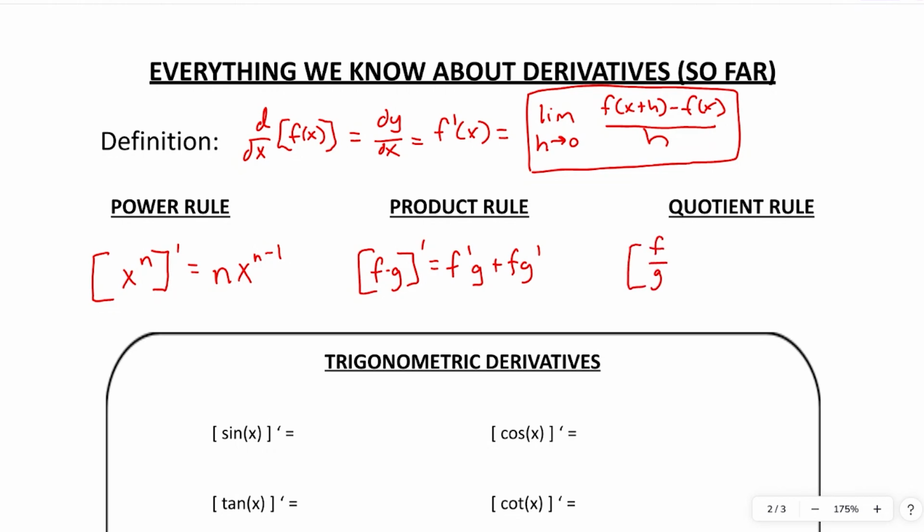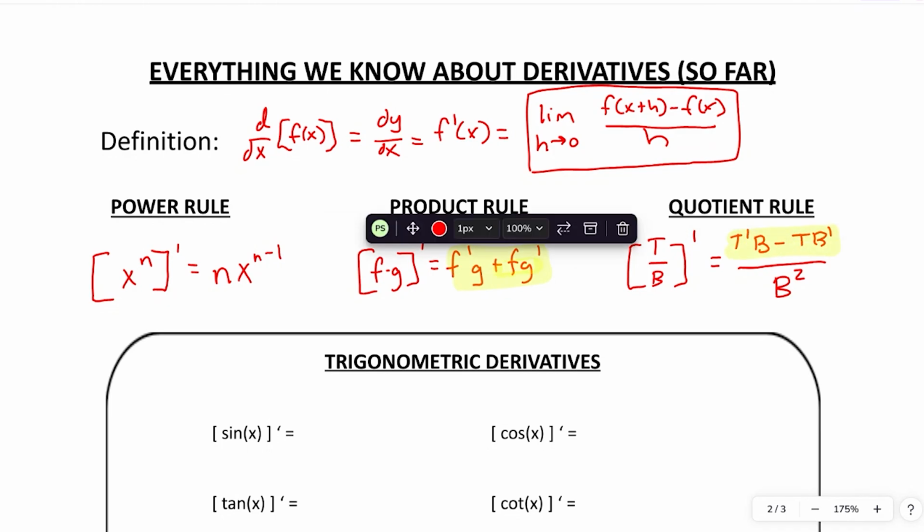Okay, and then we have the quotient rule, which tells us how to find the derivative of an expression where we're dividing two different functions. Oh, you know what? I don't want to use f and g here. We're going to use t and b, top and bottom. So it's the derivative of the top times the bottom, minus the top times the derivative of the bottom, over b, the bottom squared. Now, notice the way I'm writing this is a little different than how I wrote it originally in the notes, but I wanted to be consistent about these two expressions, so you can see the similarities between them.